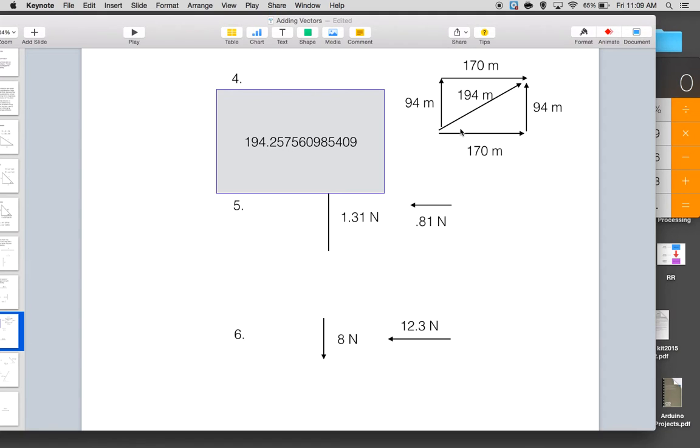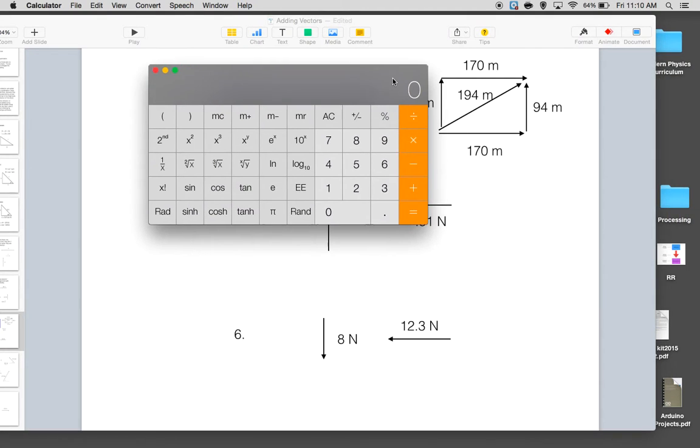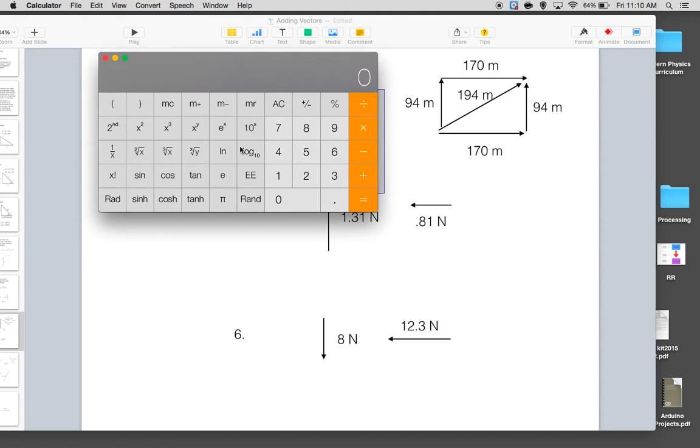If we want to look at the y-axis, we would use sine. If we look at the x-axis, we would use cosine. So let's start with sine. And I'm going to switch to this calculator since it's easy to switch between radian and degree modes. We would do opposite over hypotenuse, which would be 94 divided by 194. And then we would take the inverse sine, which is second sine. That gives us an angle of 28.98 degrees, or rounded up 29 degrees.